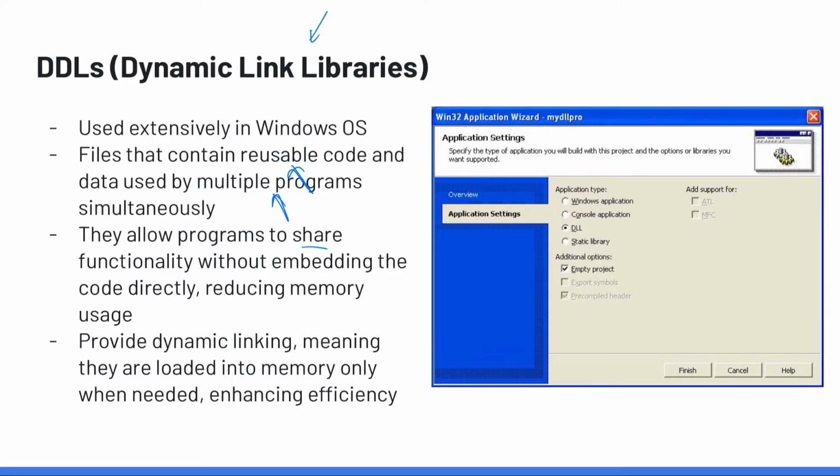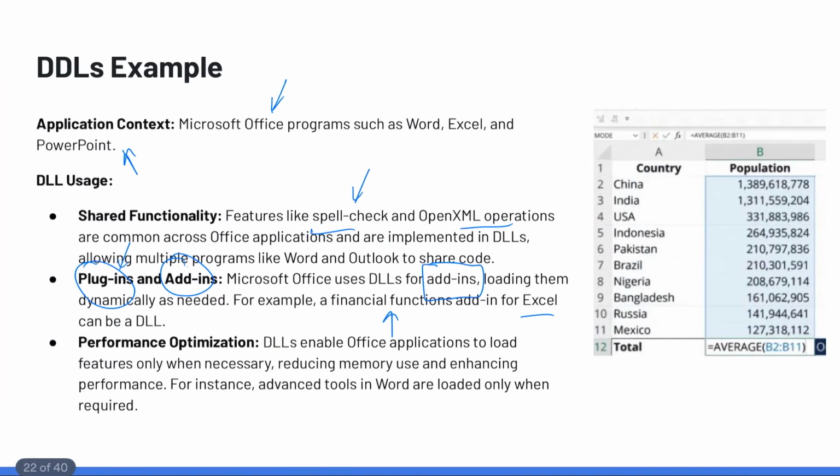And one other significant aspect of DLLs is that they provide dynamic linking, meaning they're loaded into memory only when needed. So for example, if we download a finance plugin for Excel, that may be installed in Excel, but only when we need to use that functionality is it going to be put into memory, which allows for greater efficiency, because if we're not using it, then we only need the memory required for Excel and not that additional plugin as well.